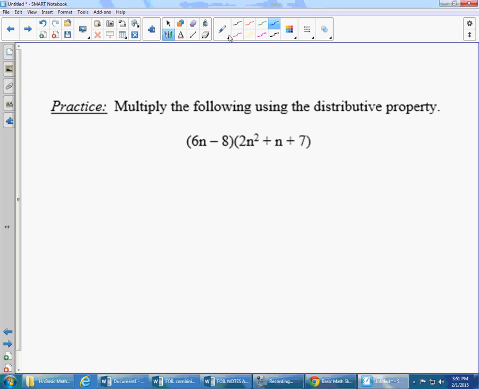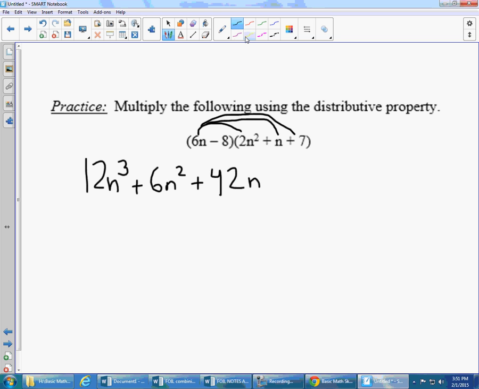So this one we're going to do like, okay, 6n times 2n squared, that gives me 12n cubed, because there's a ninja 1 there, and 2. And then I do 6n times positive n. There's just a 1 there, so 1 times 6 is 6. N times n is n squared. And the last piece, I do 6n times 7. That gives me positive 42n. Okay, now I'm going to distribute this negative 8. So negative 8 times 2n squared, that gives me negative 16n squared.